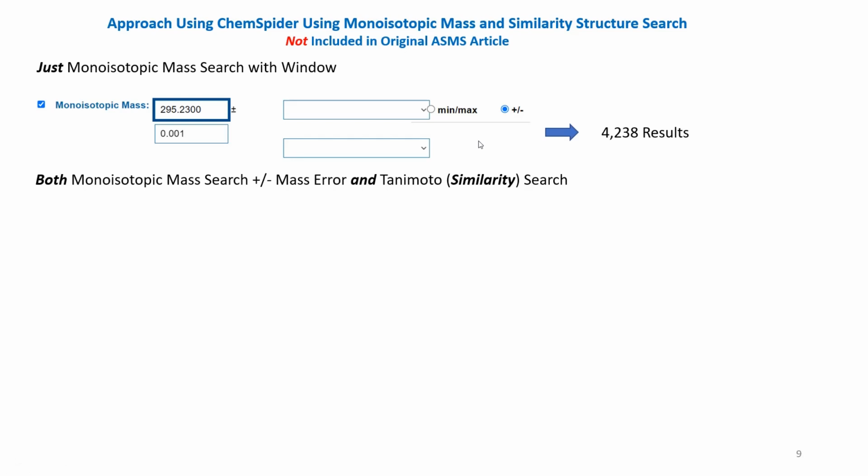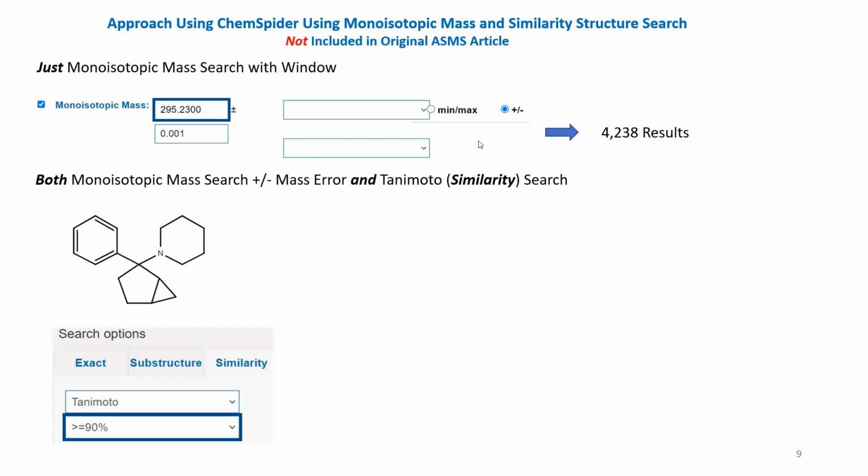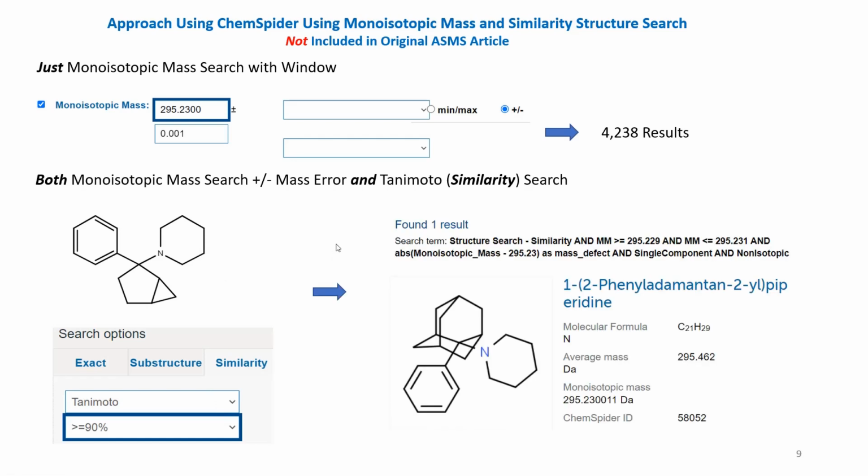But if you use both the monoisotopic mass search and the Tanimoto, which is a similarity search for structure or substructure, using the best hit from our hybrid search, you can also limit how close you want it to match between different levels. I use 90%. There are other ones available with the pull down menu. And I found only 1 result, which is the highest result that we found in SciFinder, which actually did turn out to be the identity of the compound when it was refined by some other information.